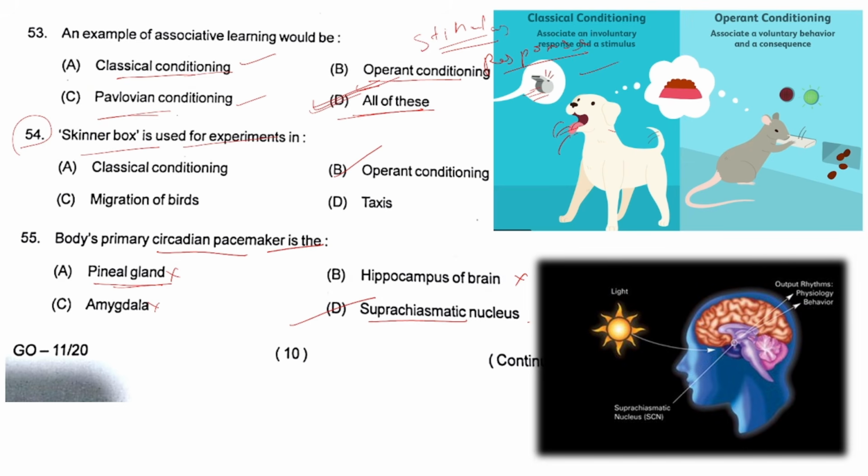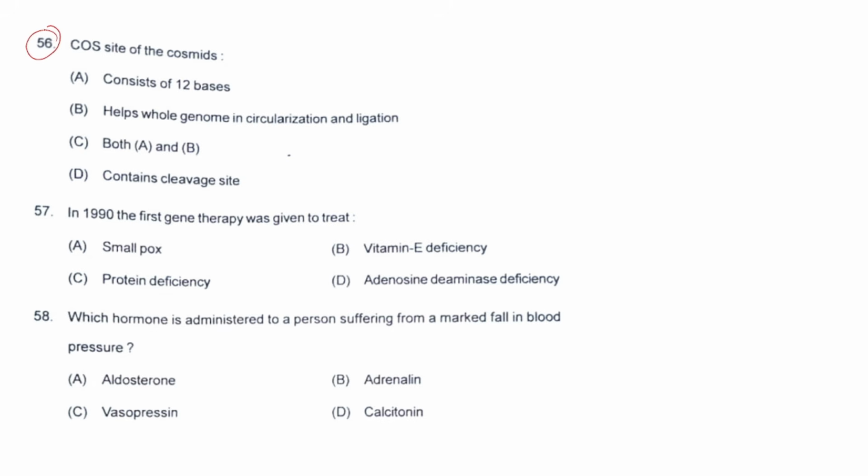As you can see, the suprachiasmatic nucleus is located in the hypothalamus and acts as the master of the biological clock. It receives light signals from the retina and synchronizes the body rhythms with the day and night cycle. That is why we are advised not to use mobile phones late at night, that will affect our biological clock.